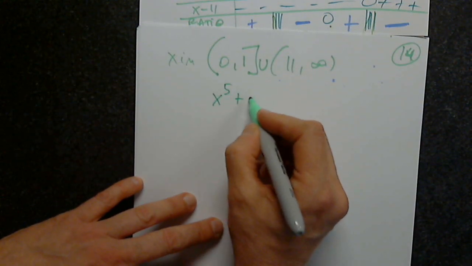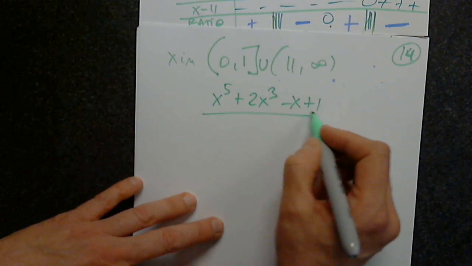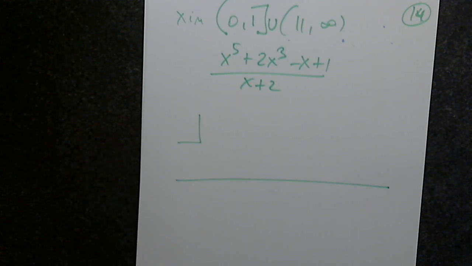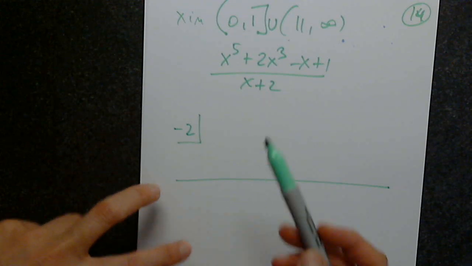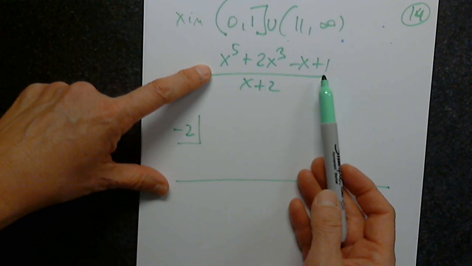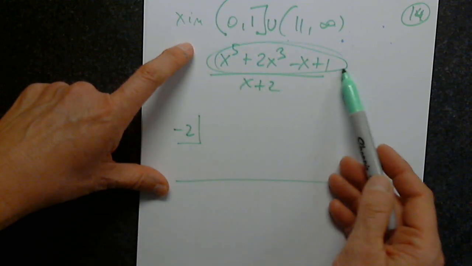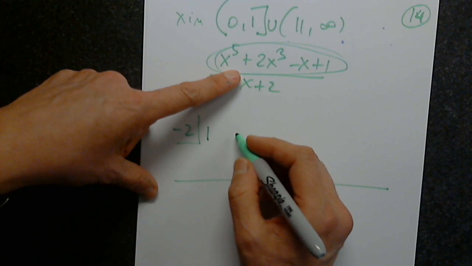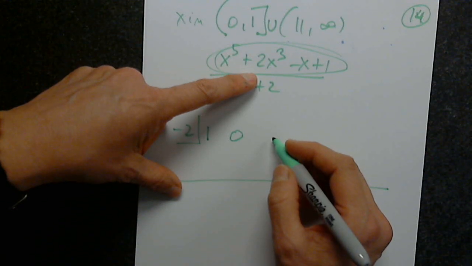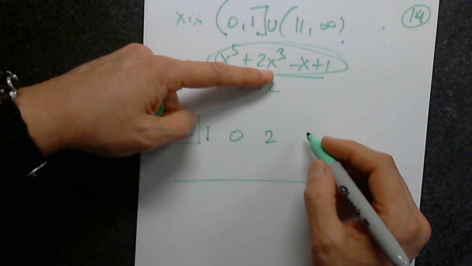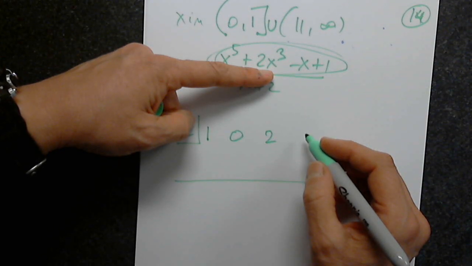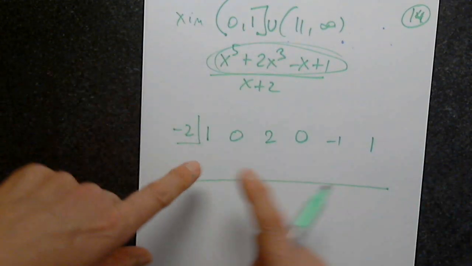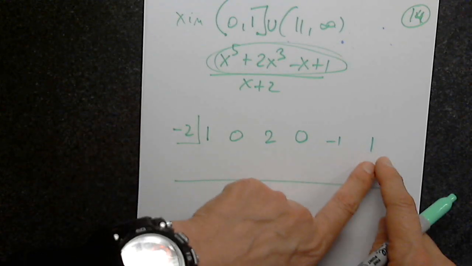x to the 5th plus 2x to the 3rd minus x plus 1, over x plus 2. Very good. So in the box, what do I have? Negative 2. What is the degree? Good. What is the coefficient of x to the 5th? 1. Coefficient of x to the 4th? 0. Coefficient of x cubed? 2. Coefficient of x squared? 0. Coefficient of x? Negative 1. Excellent. Free term? 1. Power 5, power 4, 3, 2, 1, power 0.